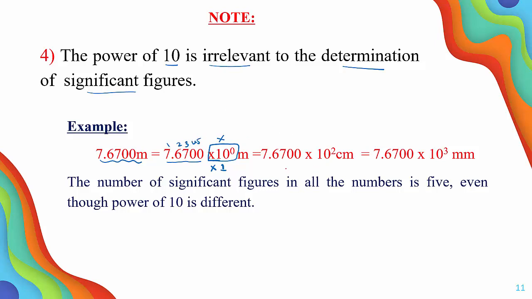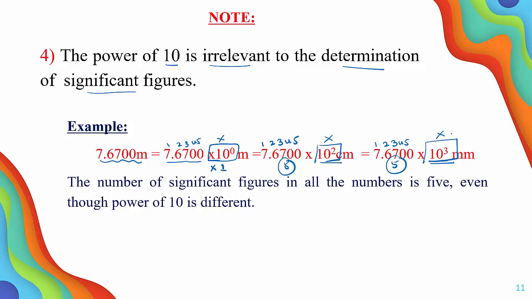Or in terms of centimeter I can write it as 7.6700 into 10 raised to 2. So this power of 10 we are not going to consider. Now tell me how many significant figures are there here again? 5. In terms of millimeter, I can write 10 raised to 3. This 10 raised to 3 is not connected to significant figures. So I can consider only these numbers. So I will get again, there are 5 significant figures.